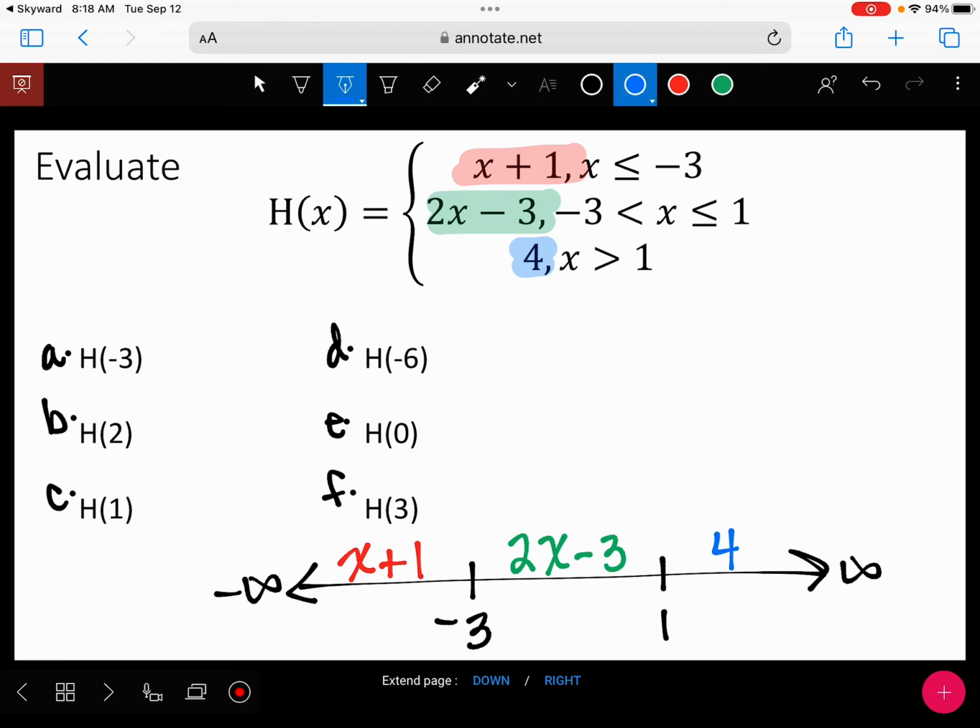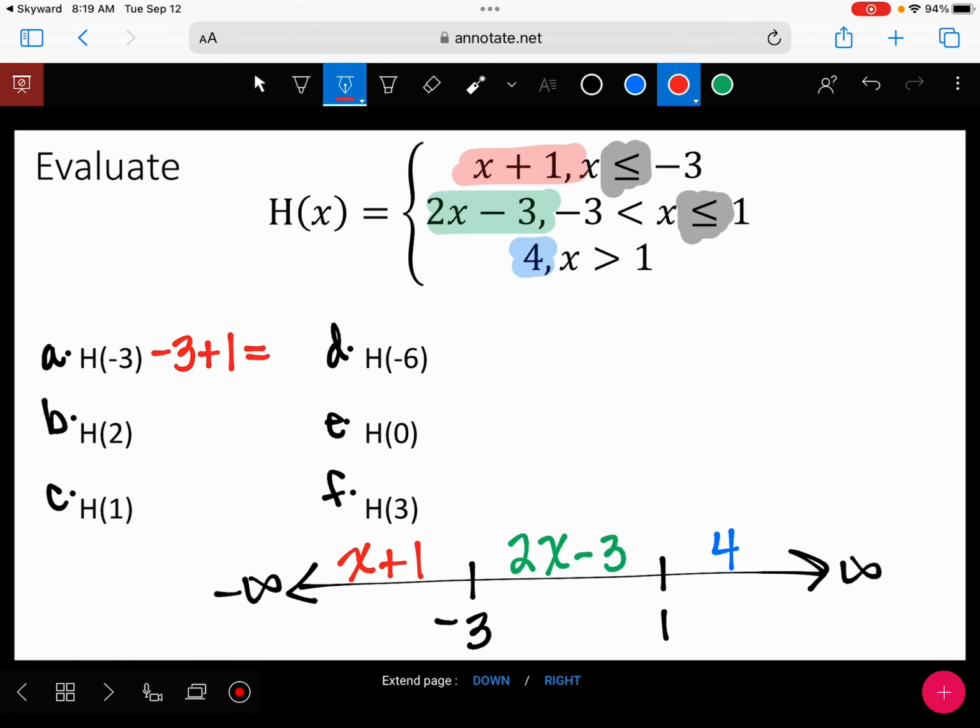So we have to figure out where each number falls on the number line. And we have to be careful when it falls on the actual fence, because it goes towards the equation that has the equal sign. For the first one, if it's on negative 3, then we would use the pink function, because that's equal to. But if it falls on 1, then I'm going to use the green function, because that is what is equal to. Okay? So when I look at that first one, negative 3, which function am I going to use? The red, the green, or the blue? Red. The red. So we're substituting negative 3 into that function, which would be negative 3 plus 1.